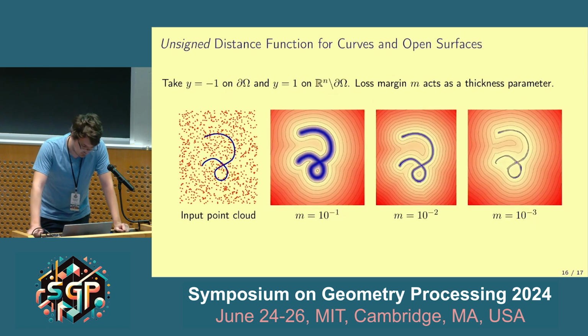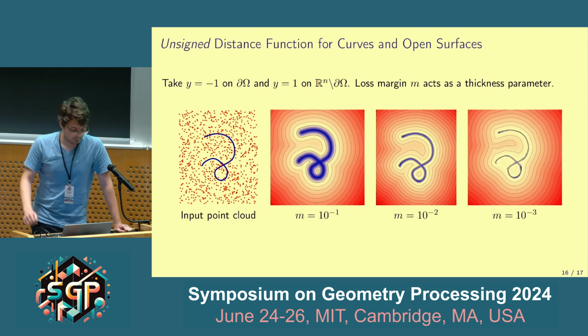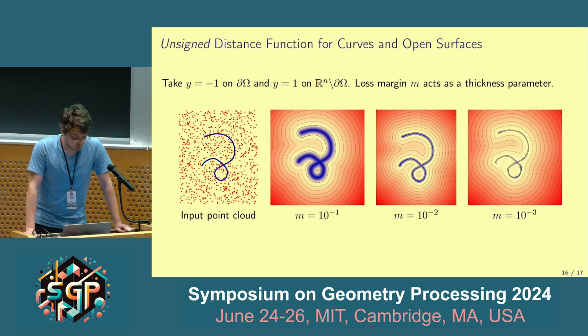So, a last thing before I conclude: I've talked about signed distance functions, but this method also applies to unsigned distance fields, for instance, associated to curves and open surfaces. And this is even more simple. You just have to take the occupancy labels to be -1 on your shape and +1 everywhere else, and then you can train, and you get a distance field.